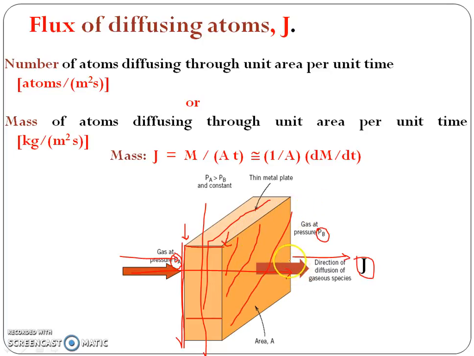So if capital A is the total area, the cross sectional area perpendicular to the direction of the flow, then flux must be J equal to, assuming total mass m diffused during a span of time t, J equals m divided by A into t. In differential form, you can also say J is nothing but dm by dt into 1 by A. So this will give you the total flux.